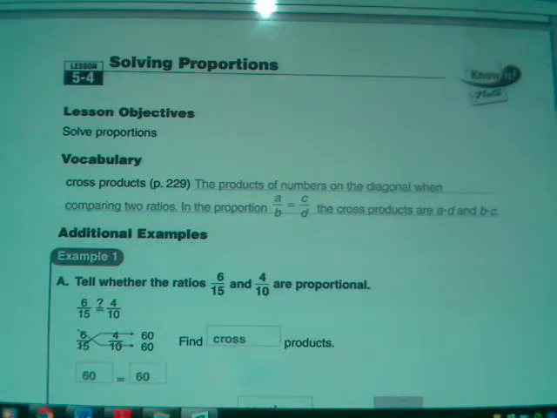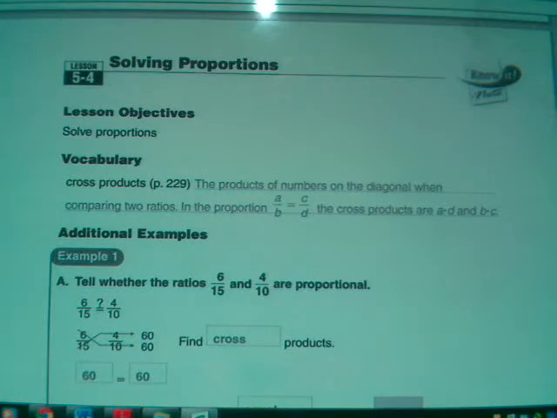In any case, if you were to get something the same from those two, then your answer would be yes, they are in proportion. And if you were to get something different from those two, then the answer would be no, they are not in proportion. What this section is going to spend a lot of time talking about, though, is solving proportions with the idea of cross products.